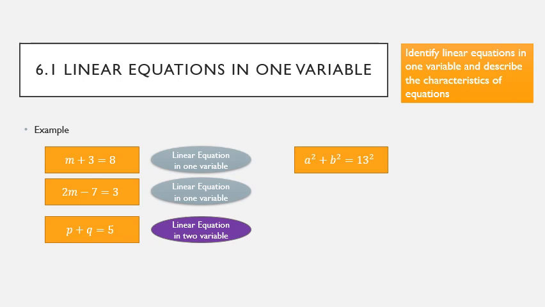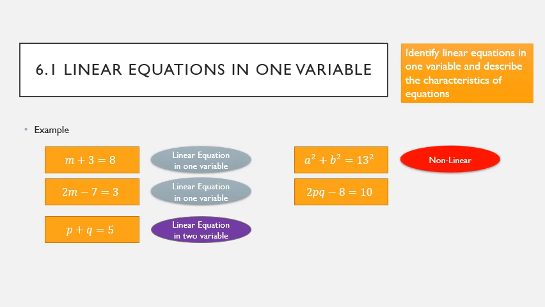So a squared plus b squared equals to 13 squared. So dia ada kuasa 2 square. So meaning definitely it is non-linear. Okay, kalau nampak ada kuasa lebih daripada 1, so definitely dia non-linear. What about 2pq minus 8 equals to 10? So dia ada dua unknown kat situ. So then we mention it is non-linear as well.